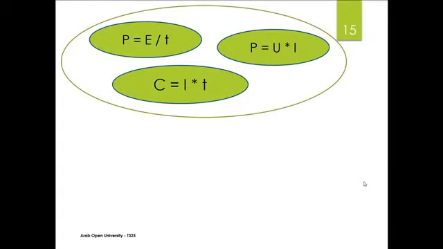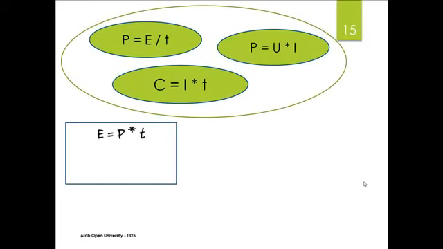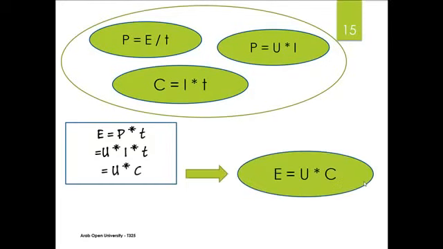So let's have a look at the different formulas we had so far. We have the power that is equal to the energy over time. We have the power that is equal to the voltage times the current. And we have the capacity that is equal to the current multiplied by the time. From these equations, we can deduce that the energy can be expressed by the voltage times the capacity. You can have a look at the detail on how to move from one equation to the other. All these formulas can be used to deduce one characteristic of the battery from other characteristics.